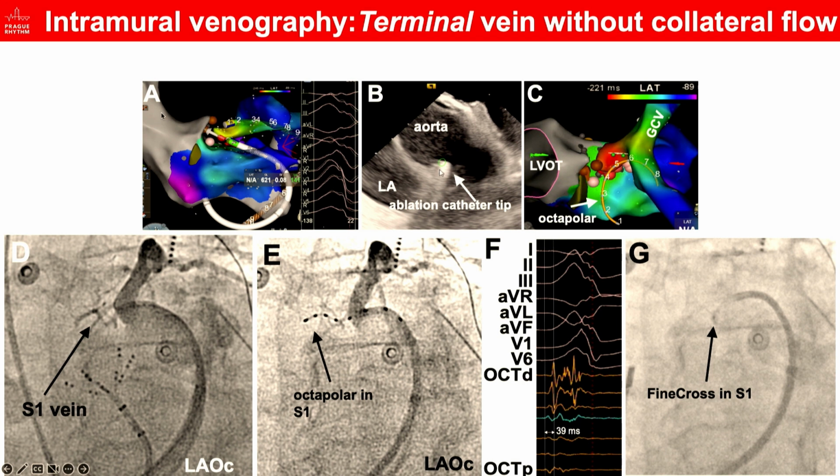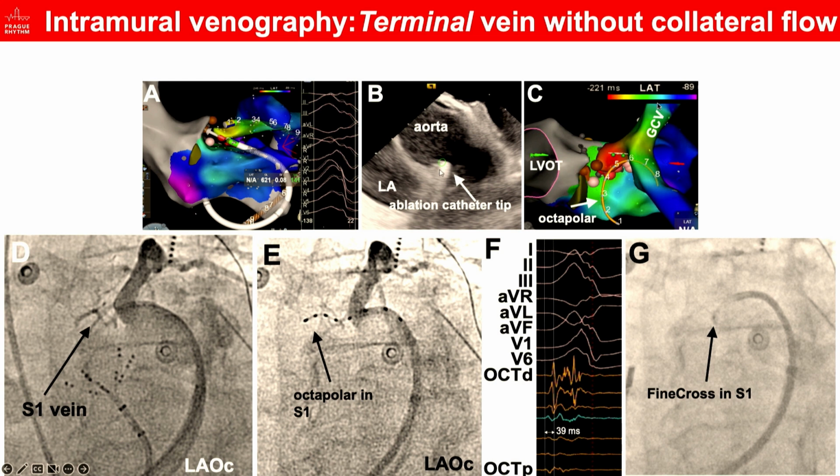We started mapping the subaortic LV outflow tract with the catheter folded over itself, where we had a good pace map. You can see the ablation catheter tip in this intracardiac echo still picture, showing just underneath the aorta, as shown here.